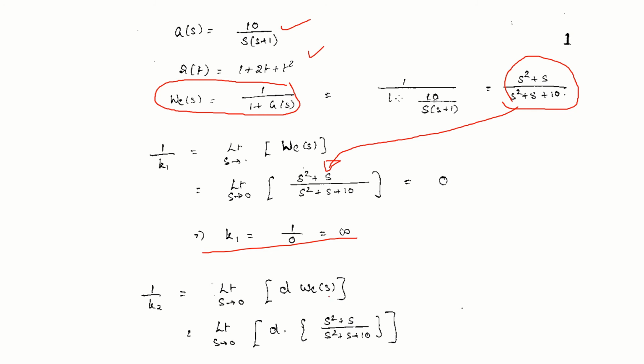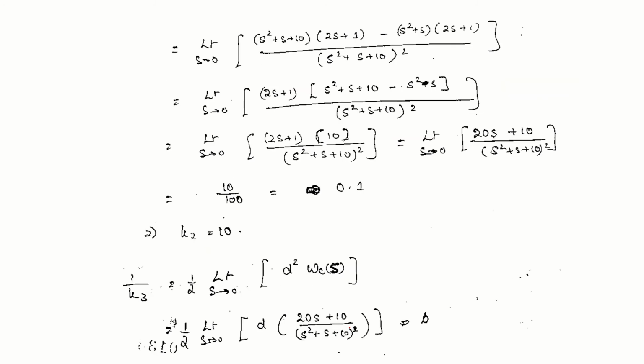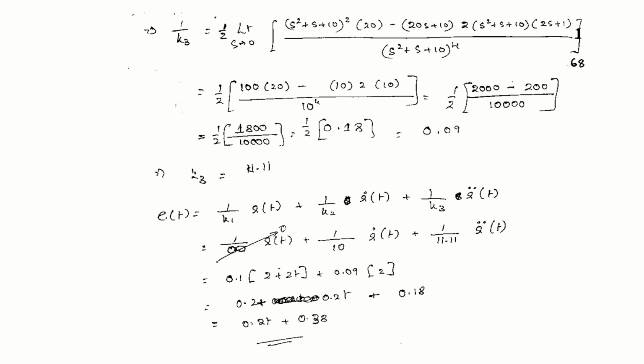Again you have to differentiate this one to get k2. After differentiating and substituting s equal to 0, you will get k2. K3 is defined like this: half, limit s tending to 0, d square W of s. Once again you need to differentiate, substitute s equal to 0, and you will get this. So you got the k3 value also.